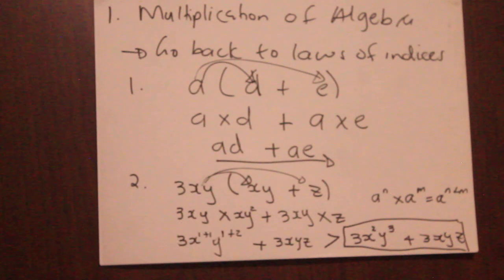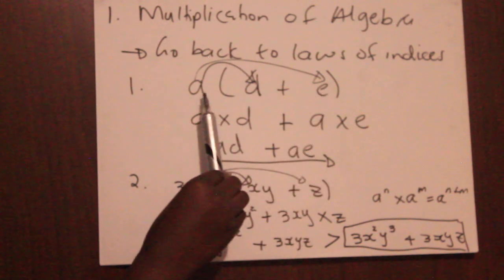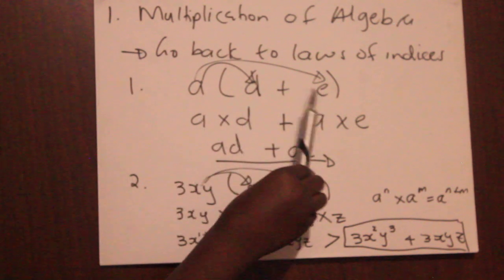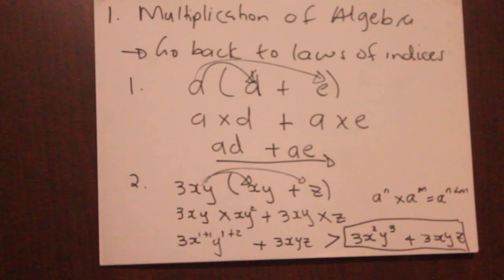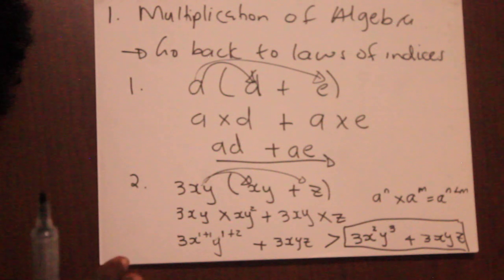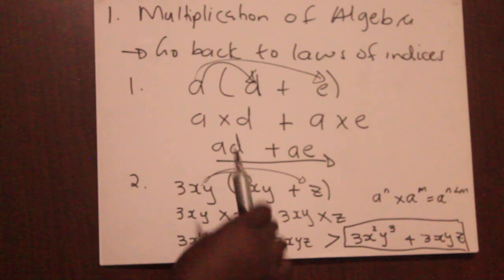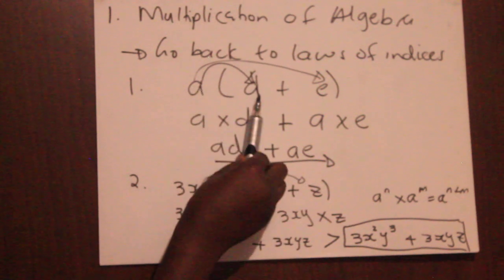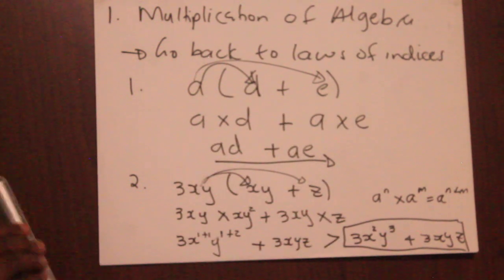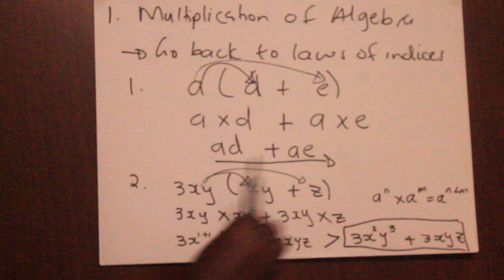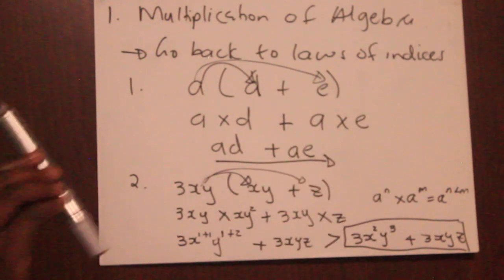Do you guys have questions? Let me just repeat a bit. You multiply each term in the bracket by the outside one. It's like shaking hands with everyone, so every person in a group should shake hands with everyone else. I hope I'm making sense. Anyway, you have A times D, and then A times E. A times D gives you just AD. It does not give you anything else. And then A times E gives you AE.